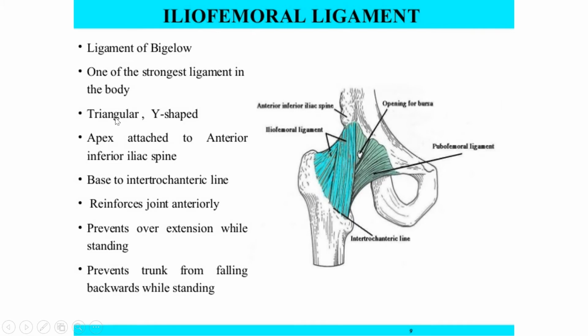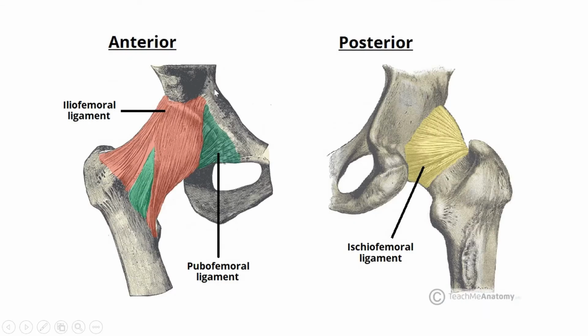I have added a few slides with all the text written on them. So actually, the three types of capsular ligaments have their names: iliofemoral, pubofemoral, and ischiofemoral. If you look carefully, the word femoral is common in all the ligaments, because laterally all these ligaments attach themselves onto the femur. That's why they have the word femoral in their name.